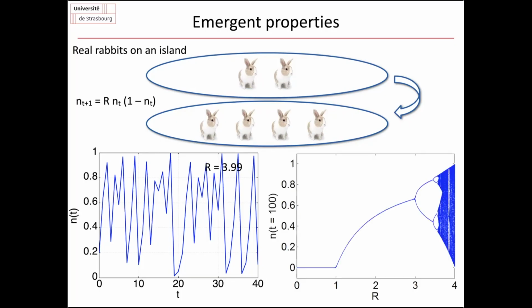So let's plot the number of rabbits after some time, 100, as a function of R. So if R is smaller than 1, in this region, we basically have all the rabbits that die out. So rest in peace. Between 1 and about 3, you have one solution. So this means, the same as I showed you just before, we have an increase and then we have a stable population at a certain number versus time.